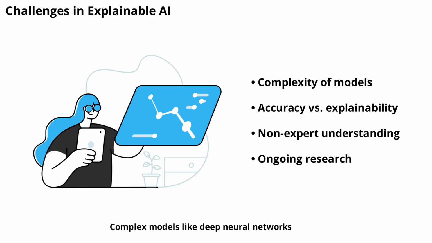Complex models, like deep neural networks, are inherently difficult to interpret. There's often a trade-off between model accuracy and explainability. Additionally, creating explanations that are both accurate and understandable for non-experts can be challenging. Researchers are actively working to overcome these obstacles.